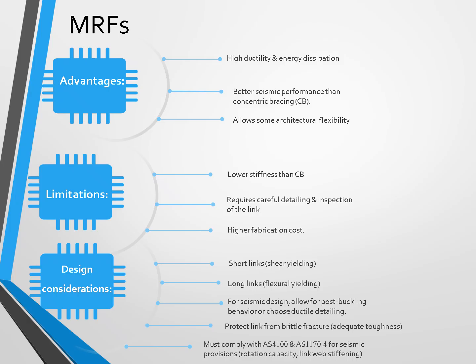For long links, we need to check the flexural yielding. For seismic design, we need to allow for post-buckling behavior or choose ductile detailing. Also, we need to protect the link from brittle fracture. Also, it must comply with AS4100 and AS1170.4 for seismic provisions, including rotation capacity, link, and web stiffening.